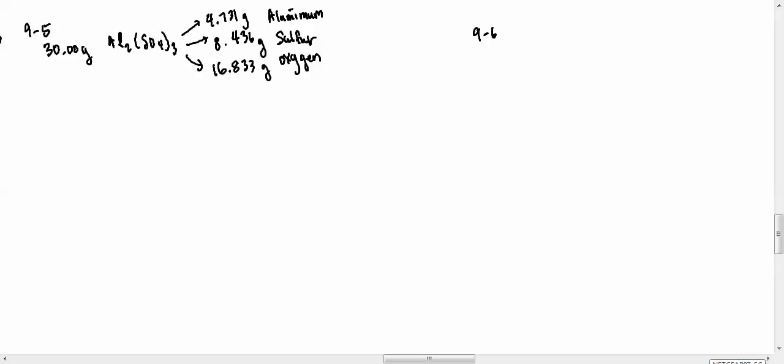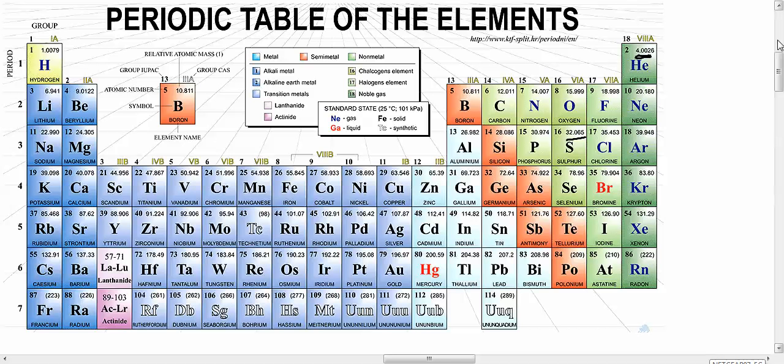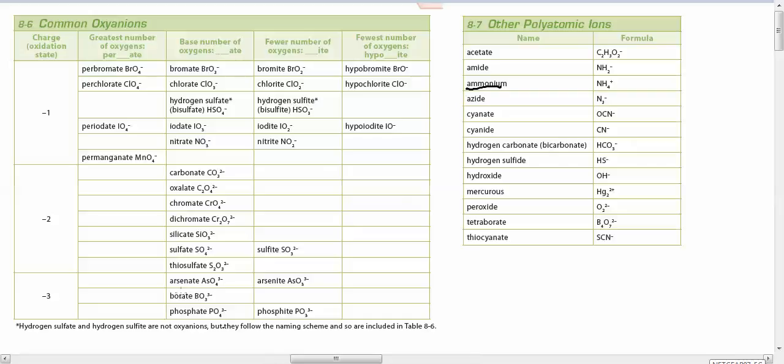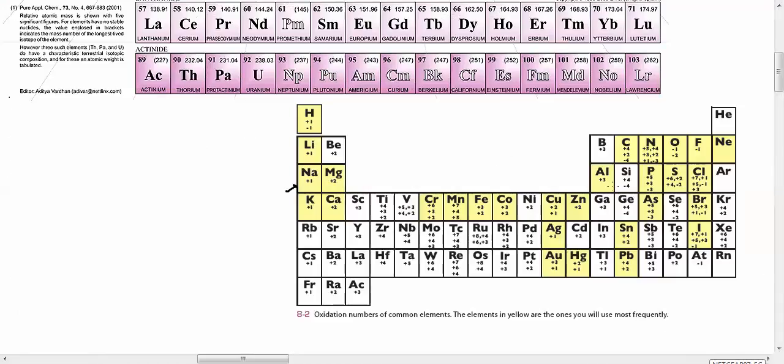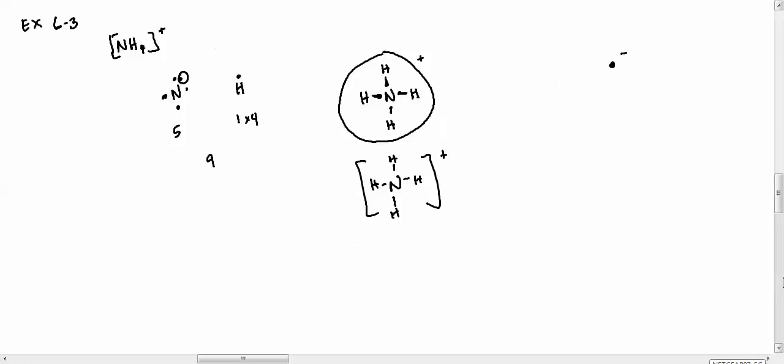So we have a laboratory analysis where you start off with 30.00 grams of aluminum sulfate. Actually, let me make sure I have the right formula. Al2(SO4)3, and I have a small 3 down there. Just making sure I'm telling you the right thing. Yes, this would be aluminum sulfate. All right, cool.